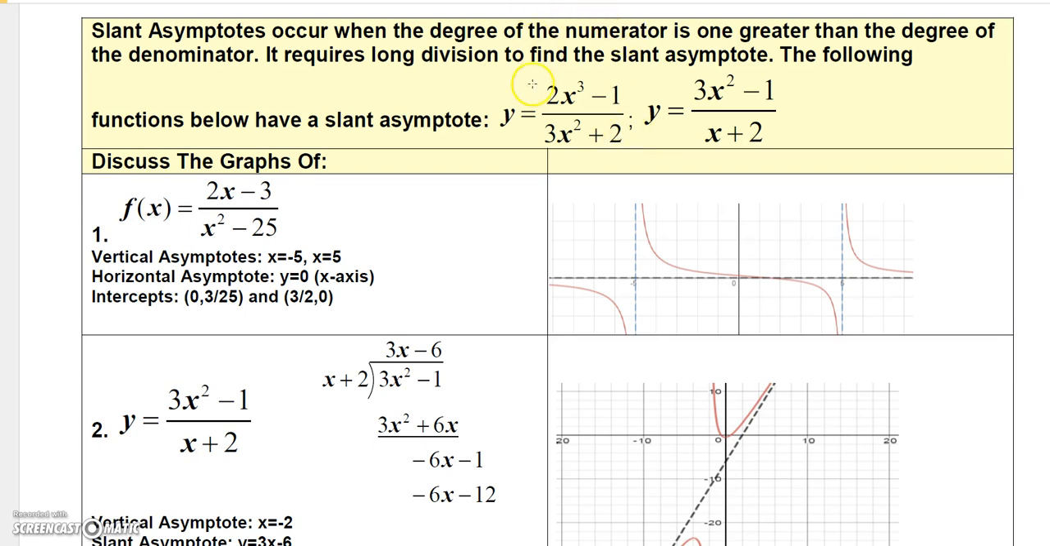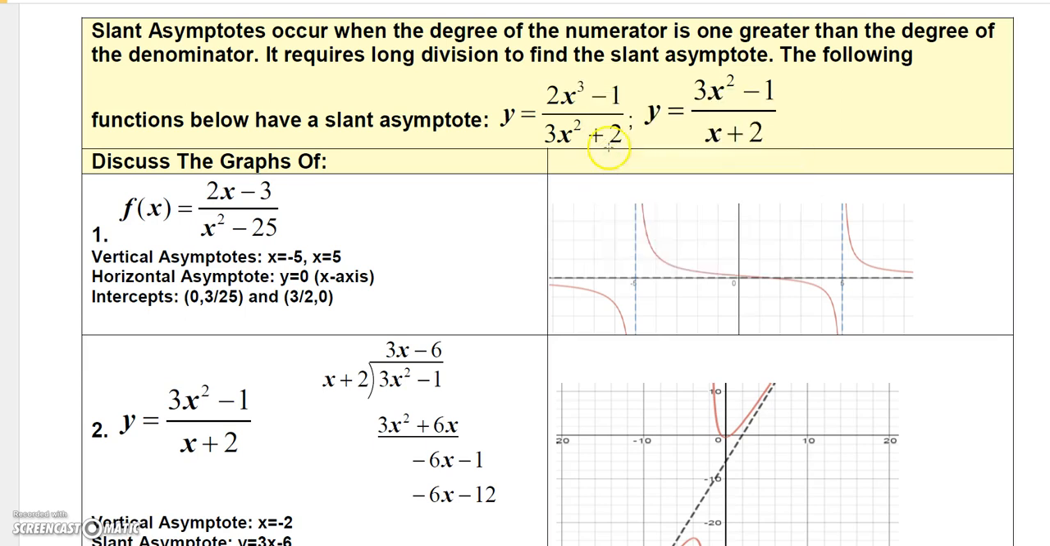Now let's take a look at this one for just a second. Let's say this was a 5 instead of a 3 right here. Well, then the degree would not be 1 greater, it would actually be 3 greater than the degree of the denominator. So in that case you would not have a slant asymptote at all.